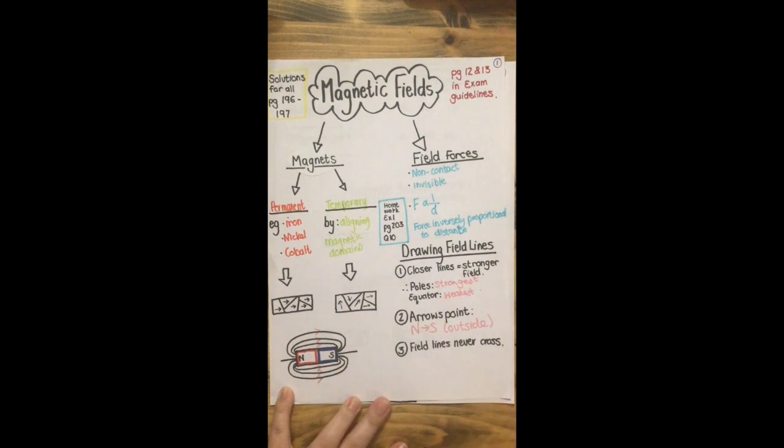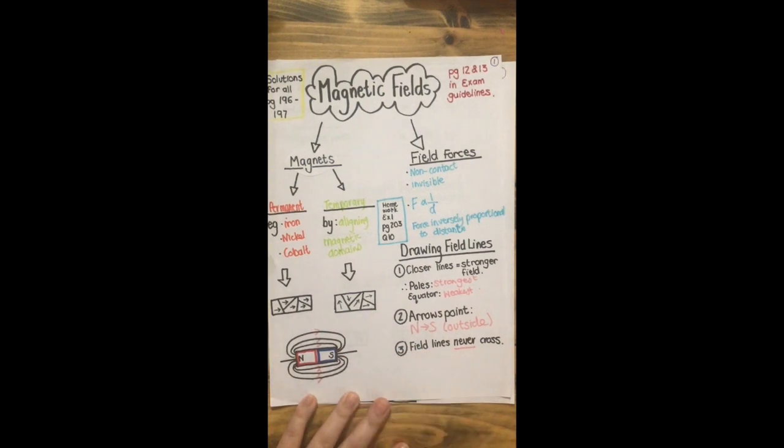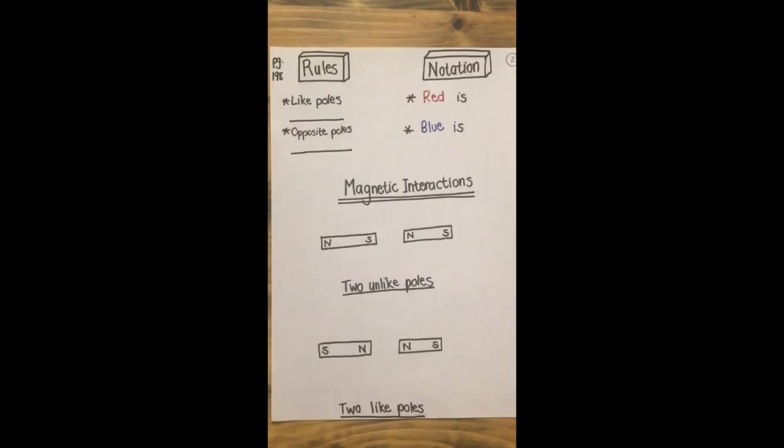The last thing you need to remember here is that field lines never cross each other. You will see that each of these meet at a point, but they do not cross each other at any point. I am going through the basic rules, notation, and magnetic interactions of the magnetic fields. I'm covering page 198 in the Solutions for All textbook.